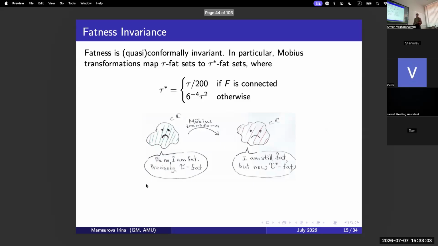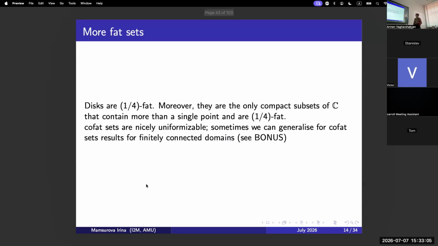So can you go to the previous one? So disks are 1/4 fat. Can you give an example of something that is more fat? Yes, I will draw what it means.